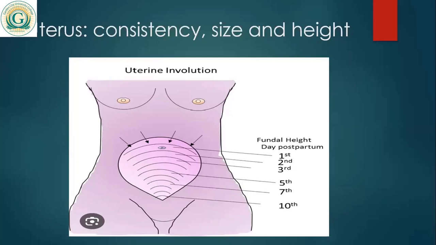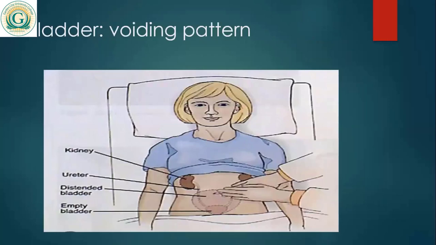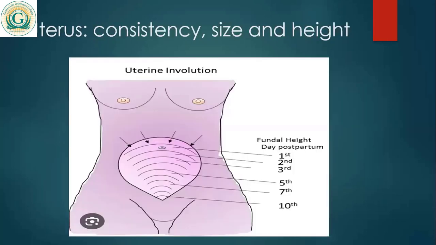After delivery, that is for the first 24 hours, the uterus is at the level of the umbilicus. It descends 1 cm every day. So by the 10th day, the fundus should no longer be palpated. Whenever you are measuring the fundal height, you make sure that there is no full bladder. As we know, a full bladder will interfere with the measurement. Thank you.